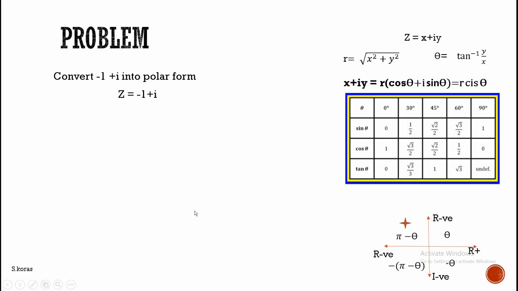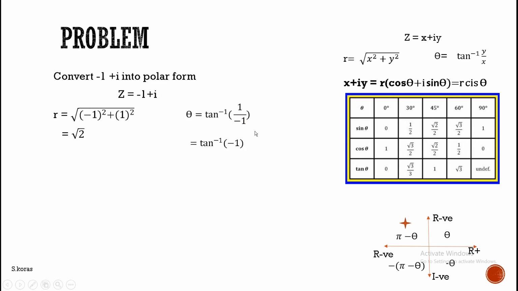Now first let us try to find the r value. That is, the r value is nothing but real part square plus imaginary part square, all inside the square root. So your answer will be equal to root 2. Now you know the modulus value, the r value. Similarly, let us try to find theta, that is the argument value. That is, theta is equal to tan inverse of y by x, that is imaginary part by real part. Your imaginary part is 1, your real part is -1. So tan inverse of imaginary part by real part, by simplifying it, we'll get tan inverse of -1.